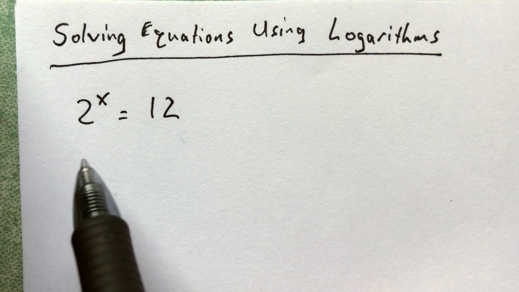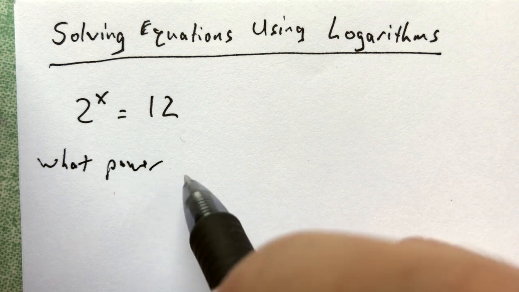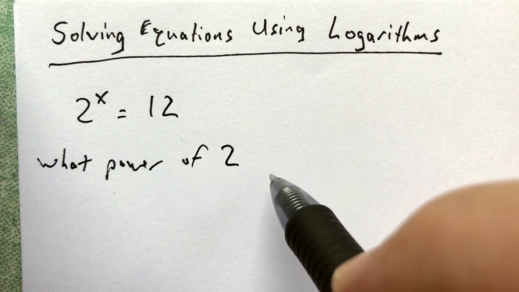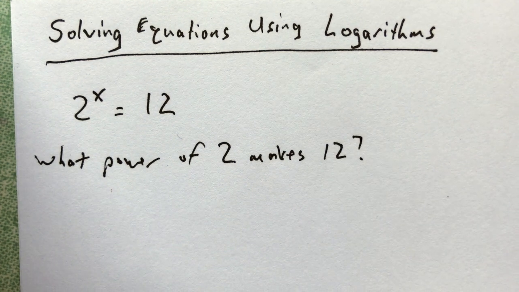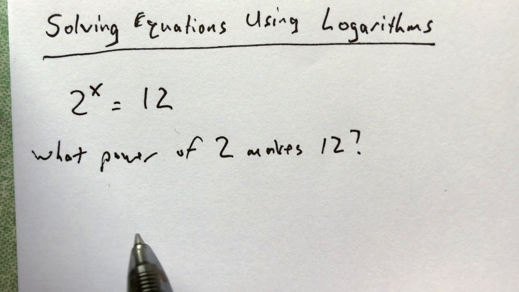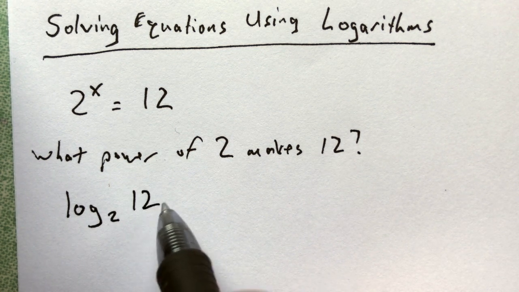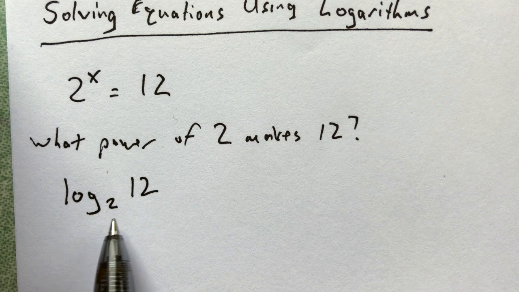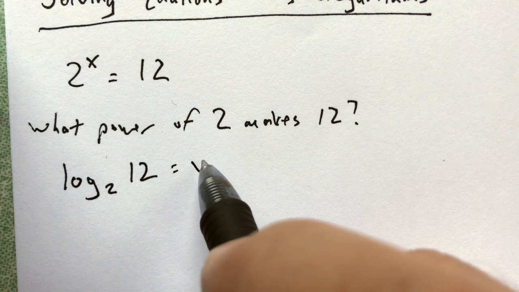So if we think about what this is really asking, this is saying: what power of 2 makes 12? Well, that sounds kind of familiar. If you've watched another one of my logarithm videos, you know that logarithms ask what power of a number. So this is another way of writing what power of 2 makes 12. That's what logarithms do for us. That's going to give me my answer.